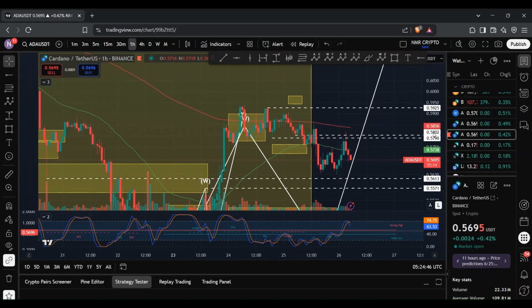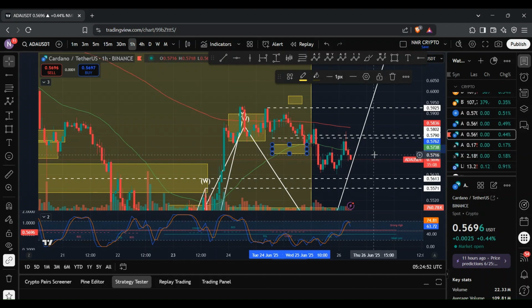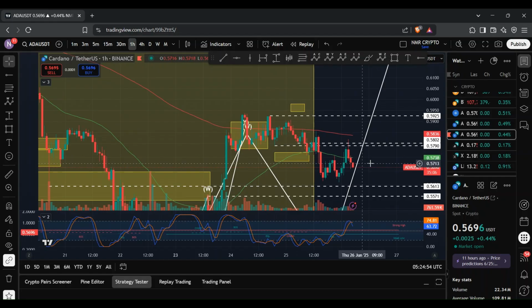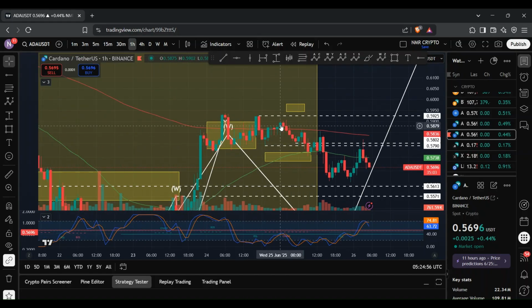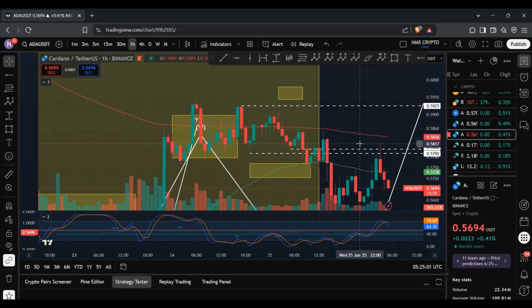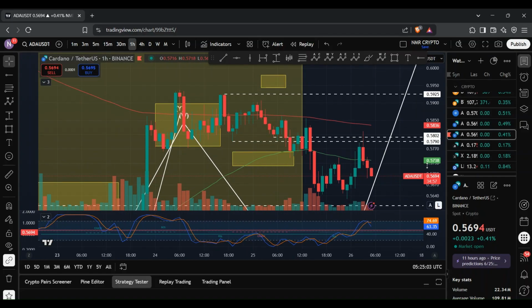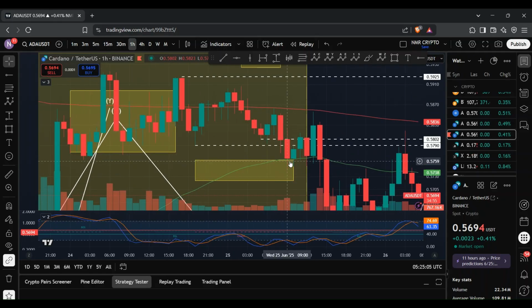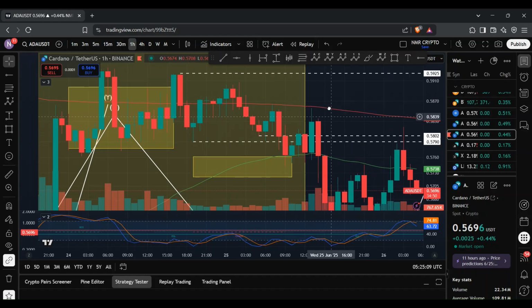But of course, the alternative was that we see that move to the downside where we tap into this region between 57.22 cents to 57.62 cents. And for this scenario to happen, we needed to see a WXY structure formed. And essentially, that's what ended up taking place over here. So as you can see, we ended up tapping into this region, and we also found support at the 50 EMA, which then led to this push to the upside where we then got rejected at the 200 EMA.